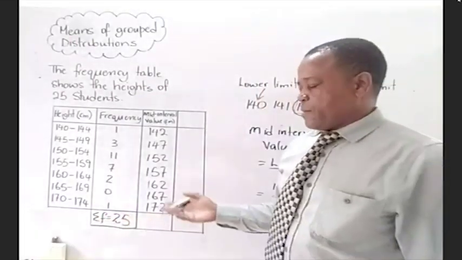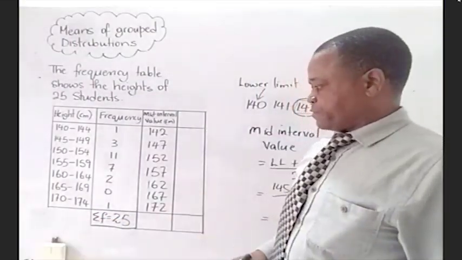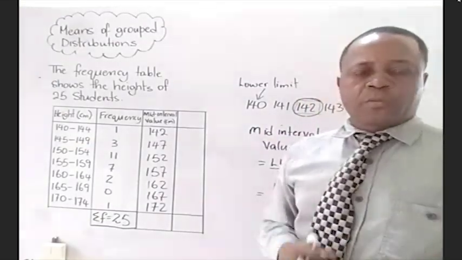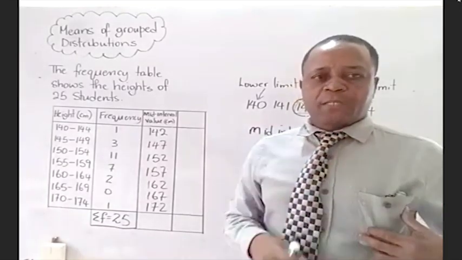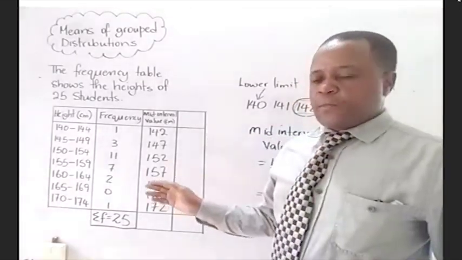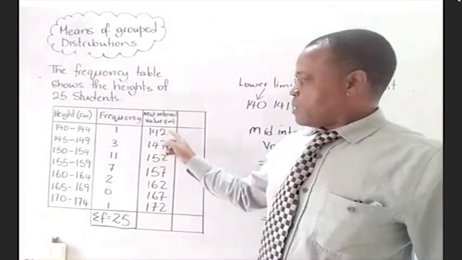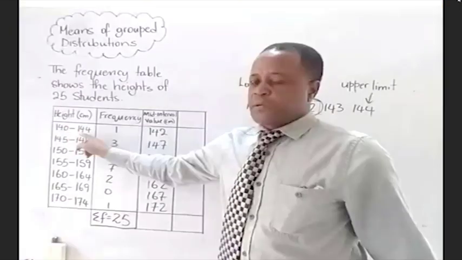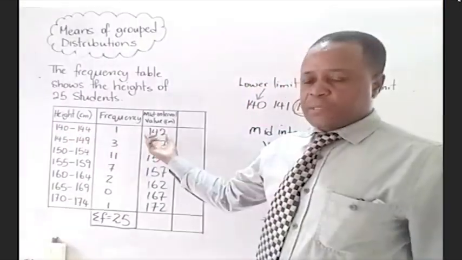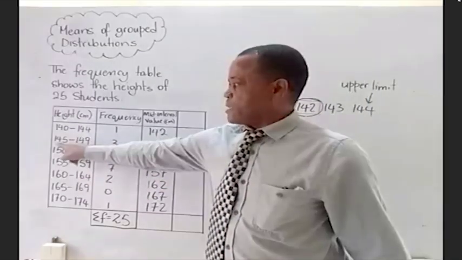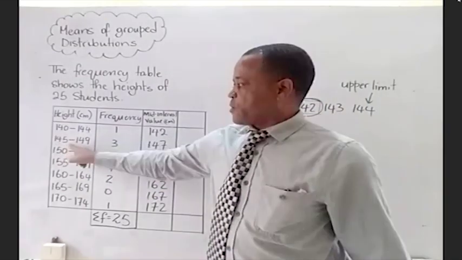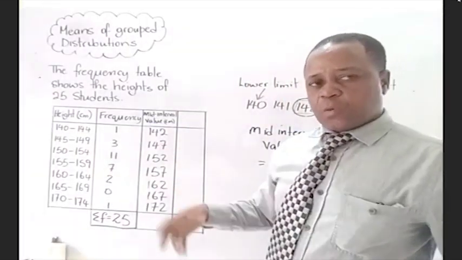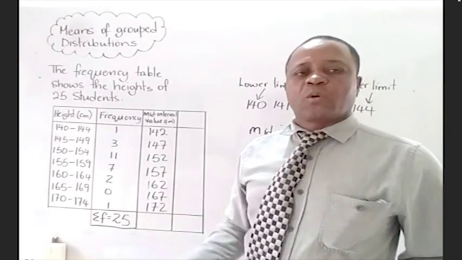All right, so those are now my midpoint values. Having our midpoint values makes life easier for us to do our calculation as it relates to the mean. Remember, we're just assuming that all the students in the group of 140 to 144 would have a height of 142. We're assuming also that the students in the group 145 to 149 would have a height of 147. So we're actually making an assumption.